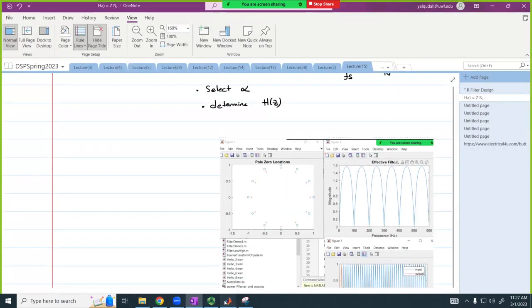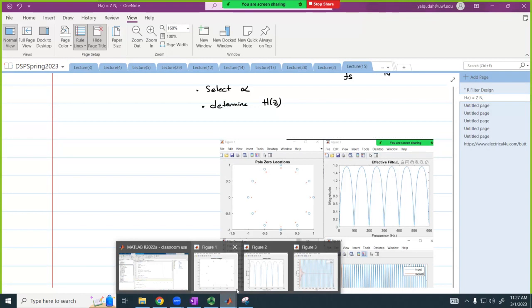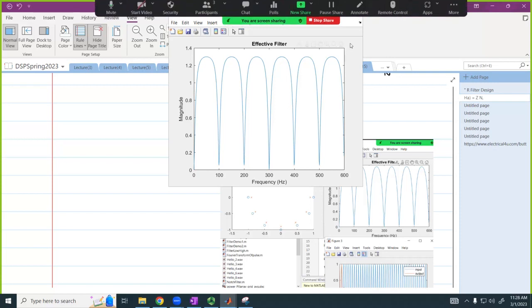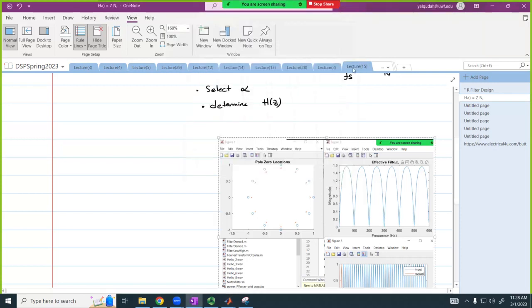What does it look like? Sharper. What does it mean by sharper? I mean, these teeth are closer to each other. Okay. But since we talked about the 0.99, let's make a point here.